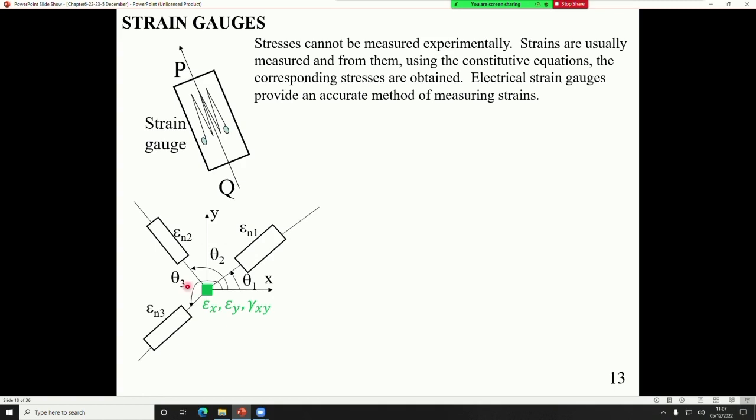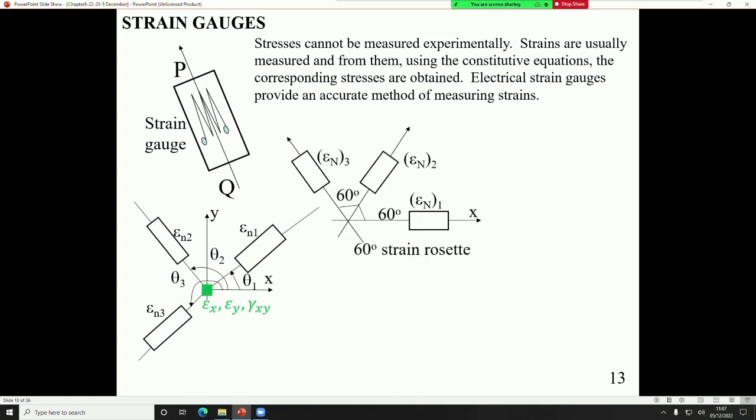All of them, if you've got this xy coordinate system as the origin or the global coordinate system for this element, the angle of each one is the angle of PQ with the x-axis in the anticlockwise direction. So this is theta 1, this is theta 2, and this is theta 3. For a typical two-dimensional case, we need at least three gauges because we have three strain components.